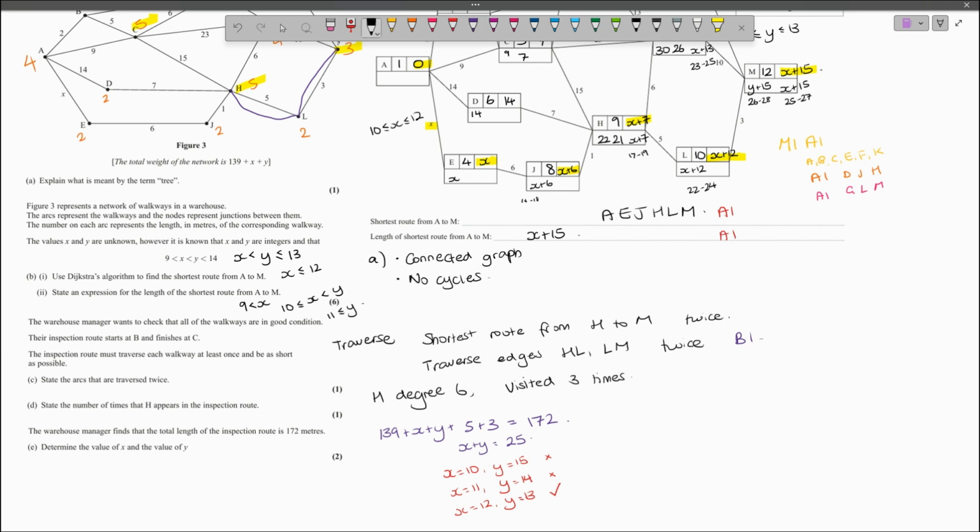And this would score you 2 marks. You'd get a mark for writing down this equation here, and a mark for giving the answer.